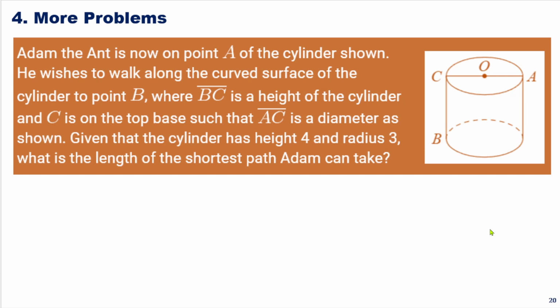The ant is now on point A of the cylinder shown here. He wishes to walk along the curved surface of the cylinder to point B, where BC is the height of the cylinder and C is on the top base, such that AC is the diameter as shown. Given that the cylinder has height 4 and radius 3, what is the length of the shortest path the ant can take?